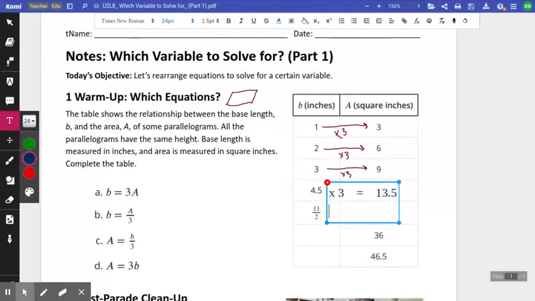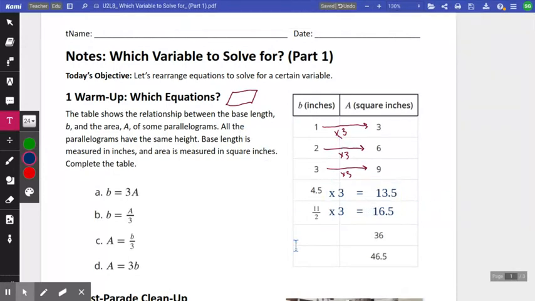For the second one, if you take 5 1/2 and multiply that by 3, it might help you to change 5 1/2 into a decimal first. That would be 5.5. But either way you do it, when you multiply that out, it's going to give you 16.5 square inches. So I'm noticing from here that what are we doing each time? Well, I'm taking that base in inches and multiplying it by 3 to get our area.